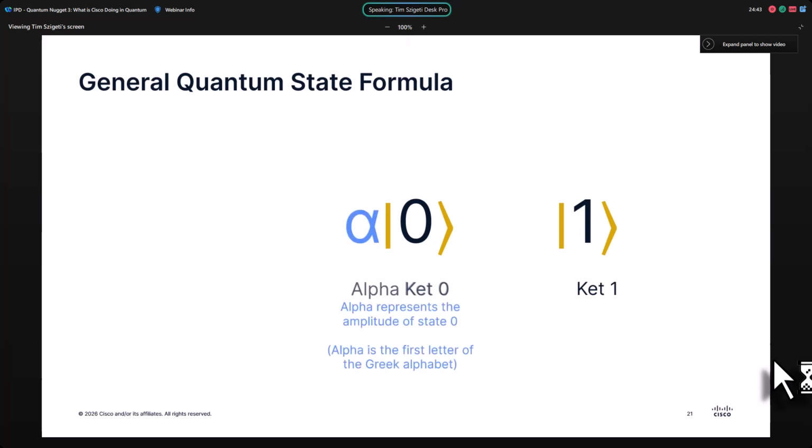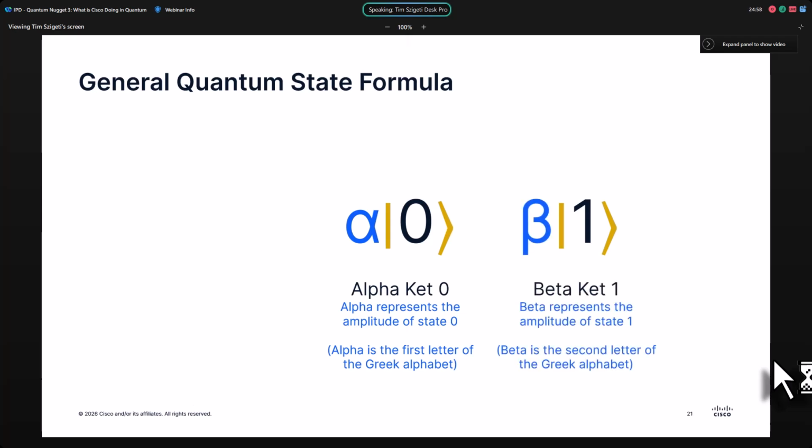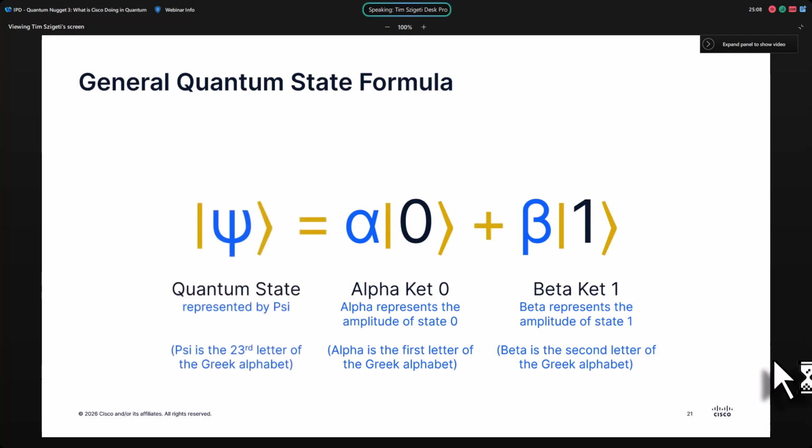Now, each one of these terms has a coefficient, representing the amplitude, the distance in a given direction. For ket 0, the coefficient is alpha, the first letter of the Greek alphabet. And then we have beta to represent the coefficient, or amplitude, for the logical state of 1. The combination of these is our quantum state. It's represented by psi.